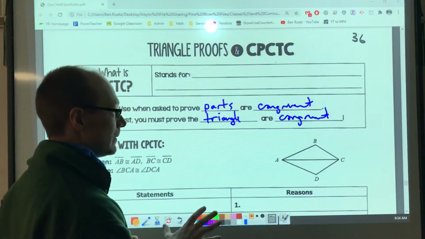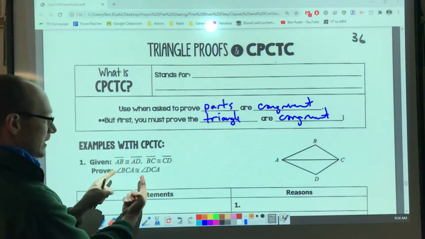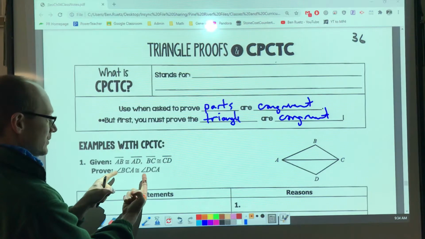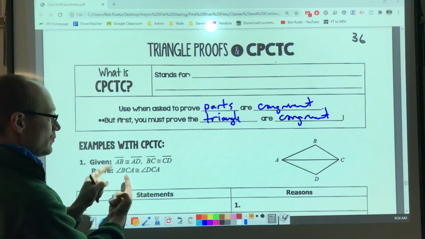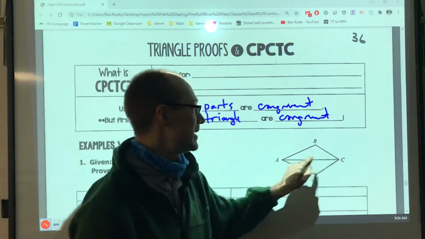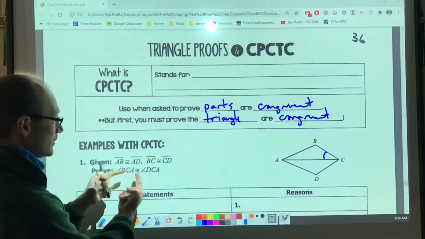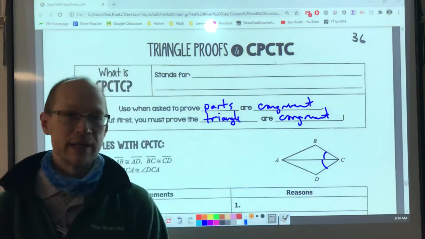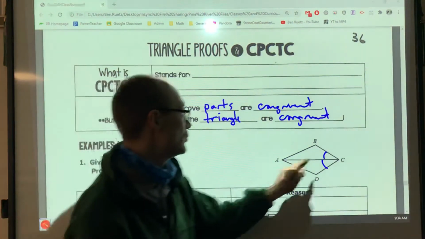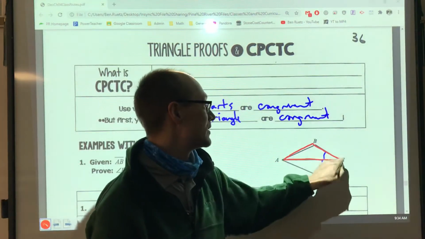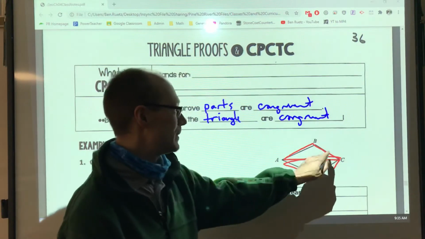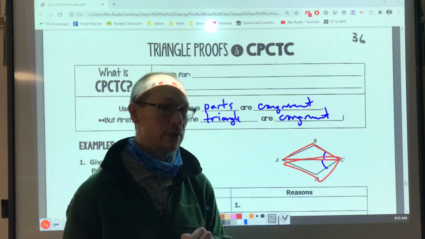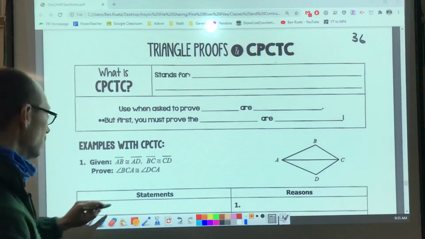We go through and say, yep, so for instance, this one right here, it looks like what they're asking you to do here is prove that angle BCA is congruent to angle DCA. They're asking you to prove those two angles are the same. Well, you know what? If you can prove that this triangle is the same as this triangle, then you'll be able to say just automatically this angle is congruent to this angle. Let me give you an example of how it works all the way through.